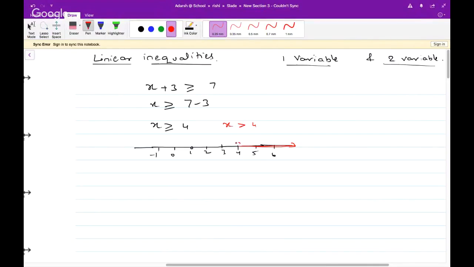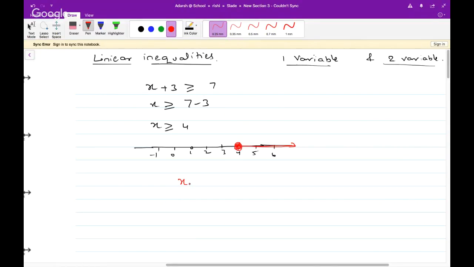So I'll mark something like this. It will be like that if it is greater than 4. Because it is greater than or equal to, you will shade this part. This is your linear inequalities.